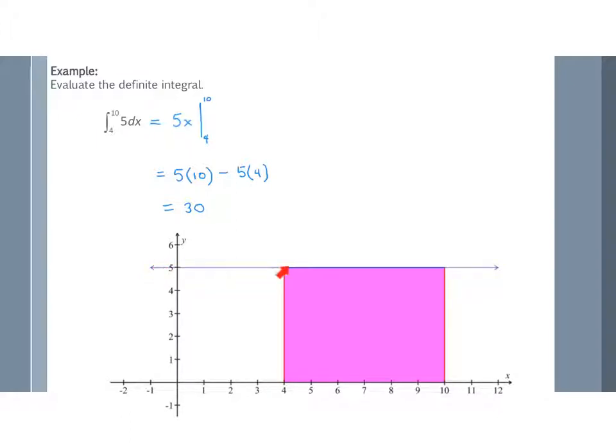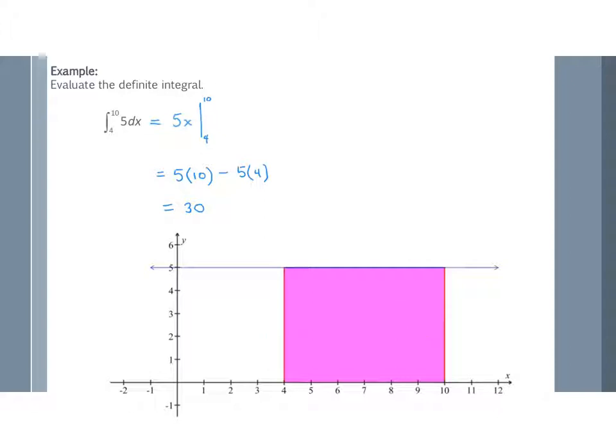So here we have the horizontal line y equals 5, and we're looking between x is 4 and x is 10. Where do those values come from? The lower limit and upper limit of integration. So if we look at this function, notice it is non-negative on the interval. And since it's non-negative on the interval, the definite integral will correspond to the area under the curve, between the curve and the x-axis, that is, on the interval.